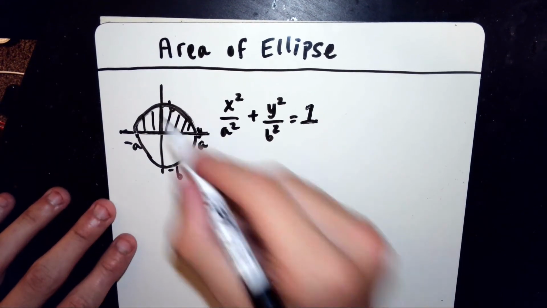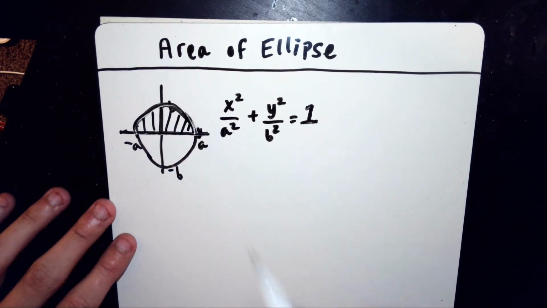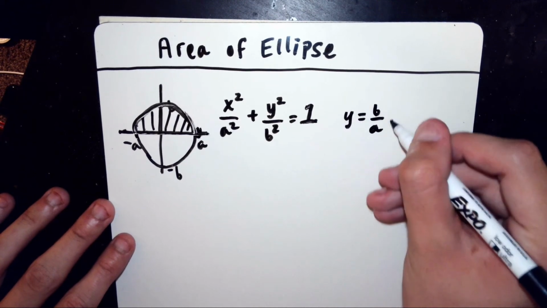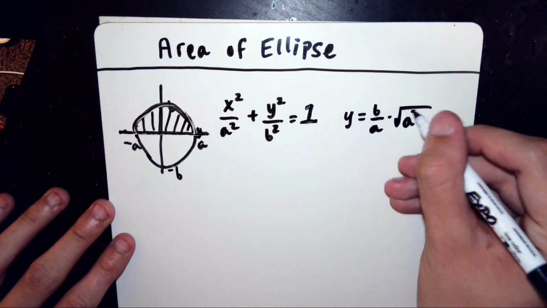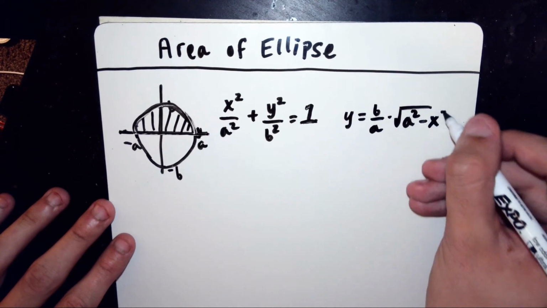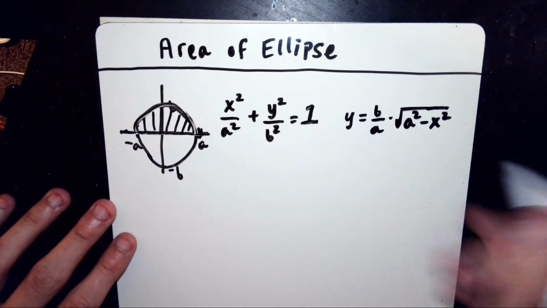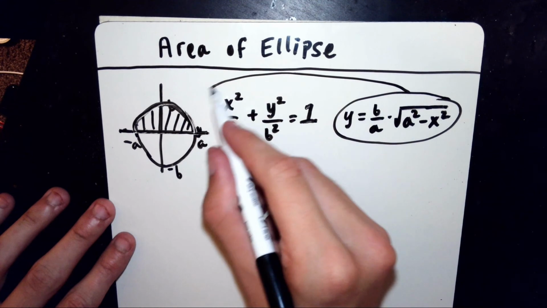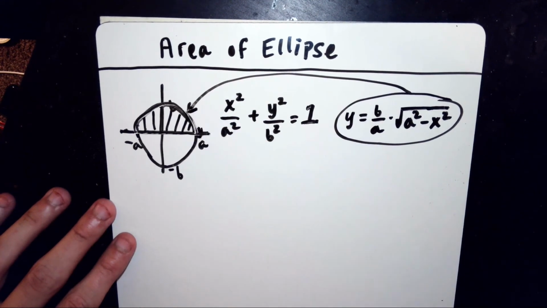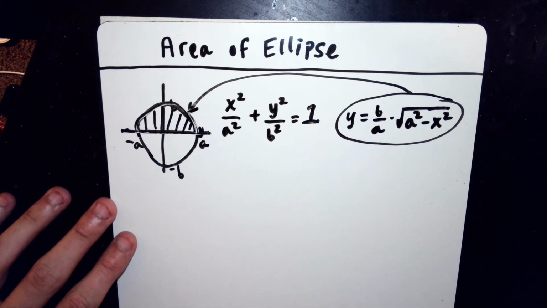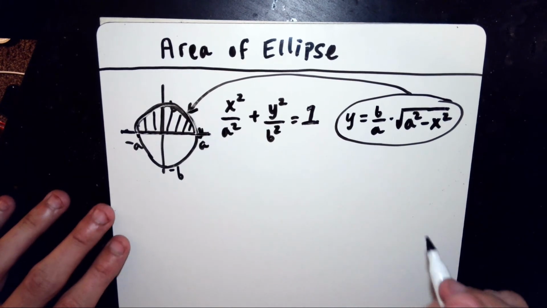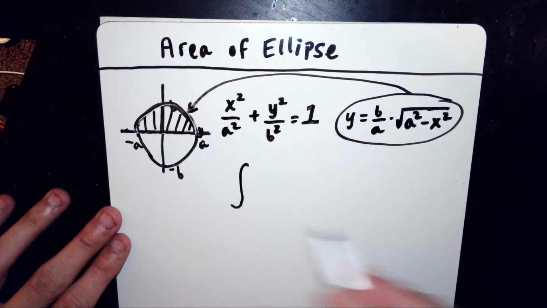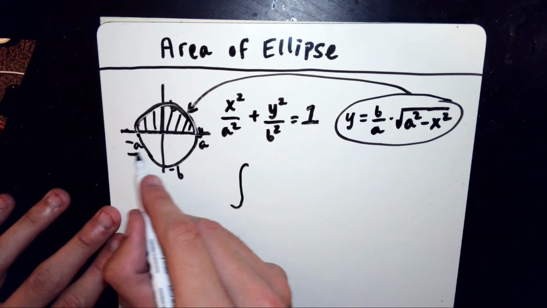So we're going to figure out the equation of this upper curve, and that's going to turn out to be y equals b over a times the square root of a squared minus x squared. That's just some algebra to get you there. So this upper curve right here of this ellipse is this. Now just note that what we're going to do is integrate that function from negative a to a.